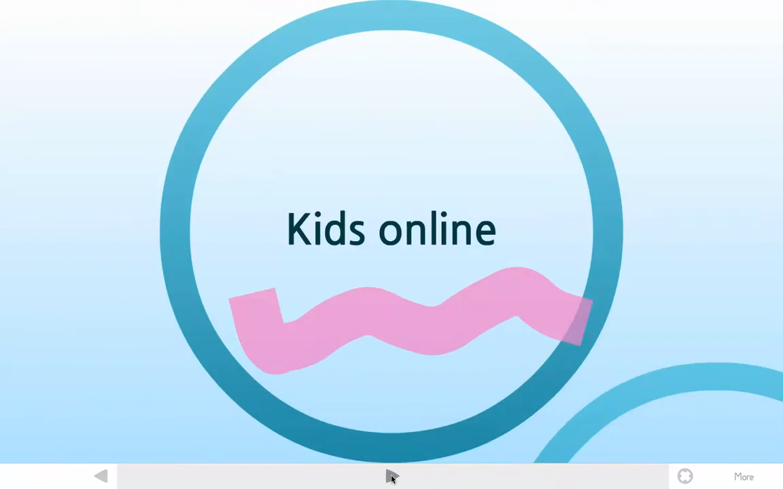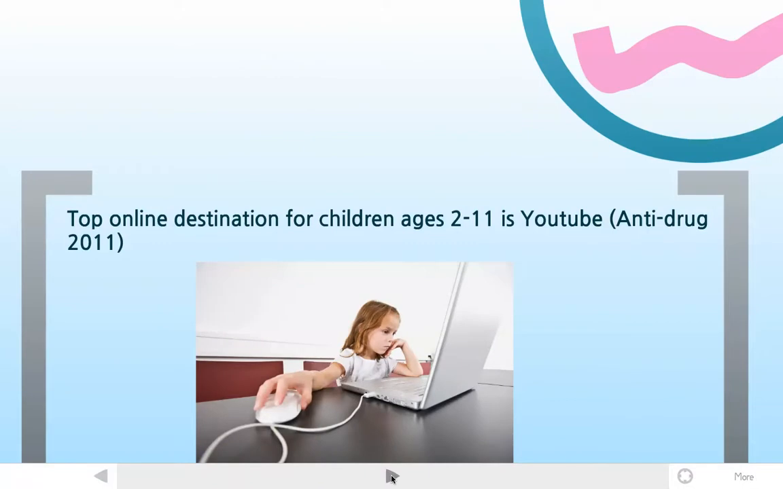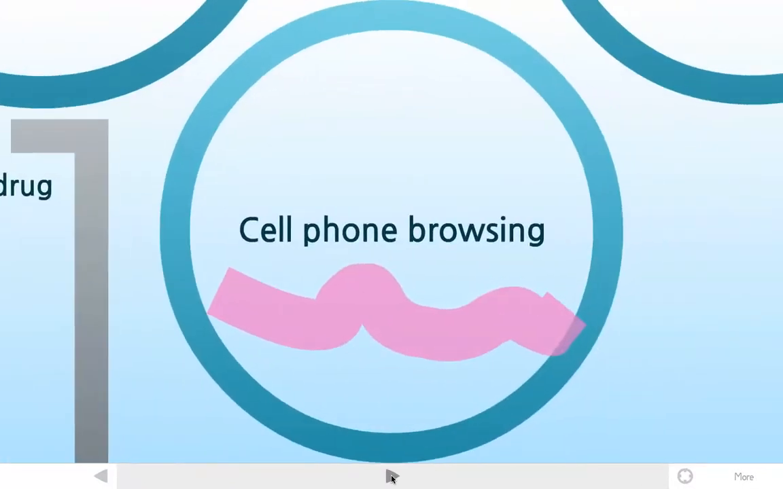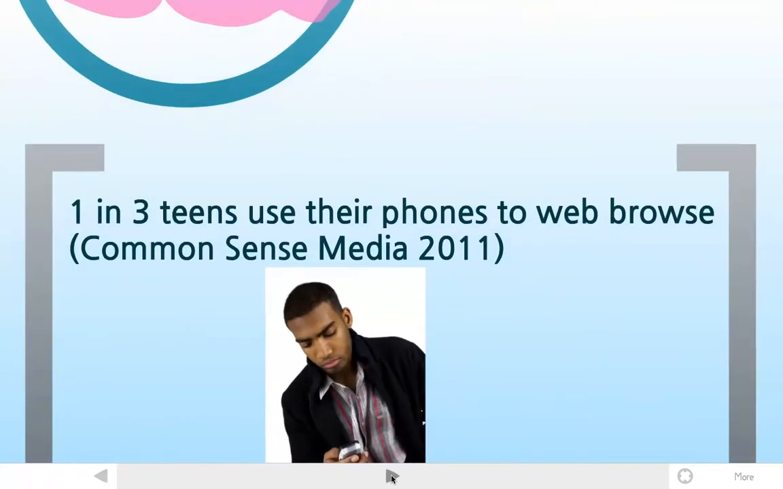Guess where the number one place is that kids ages 2 through 11 go to on the internet? Why, it's YouTube, of course. Are adults the only ones who use their smartphones to access the web? Nope, teens do as well. And you might want to think about how much filtering occurs on these devices.